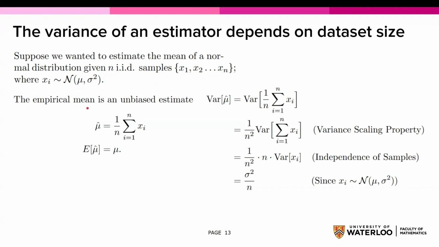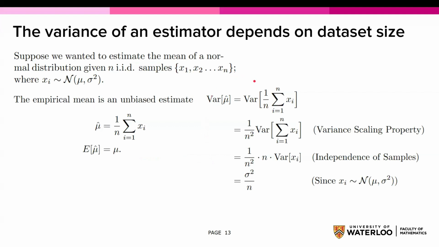A natural way to do this is to take the empirical mean, and that's just going to be the average over all samples. We'll denote this as mu hat, and it's calculated by summing up all of the samples and then dividing by the total number of samples. That shouldn't be a surprise to anyone. But the good news is that this empirical mean is an unbiased estimate. That means that the expectation of our estimator is going to converge to the true mean in the limit of an infinite number of samples.